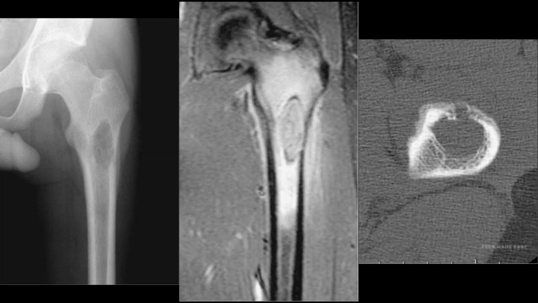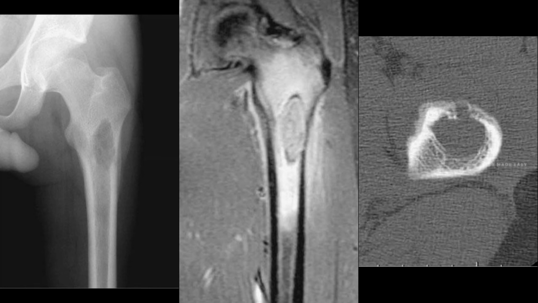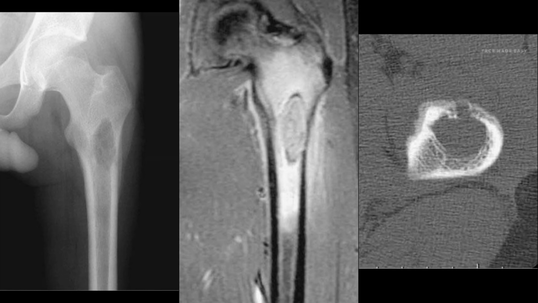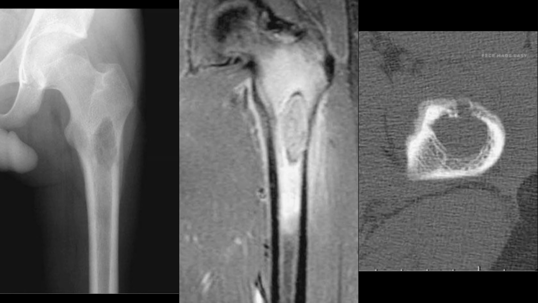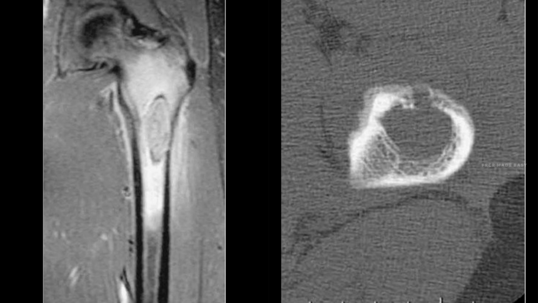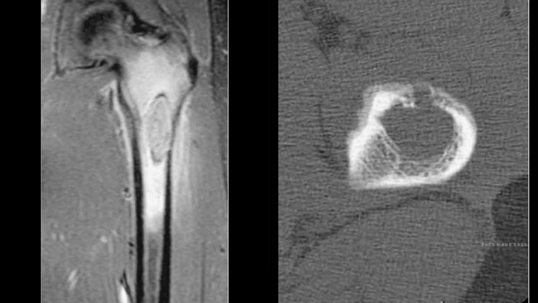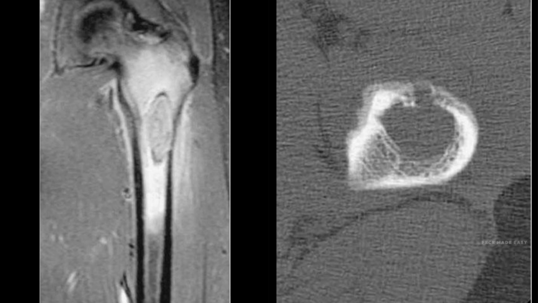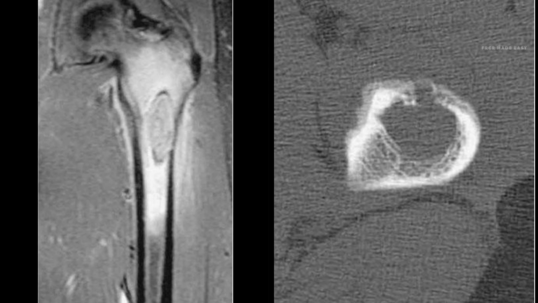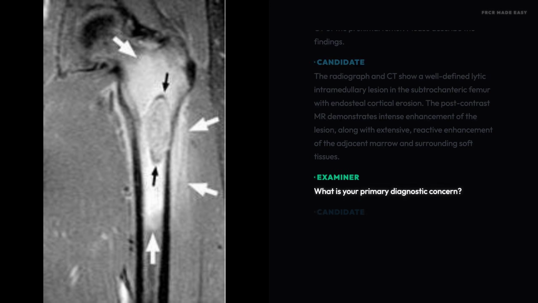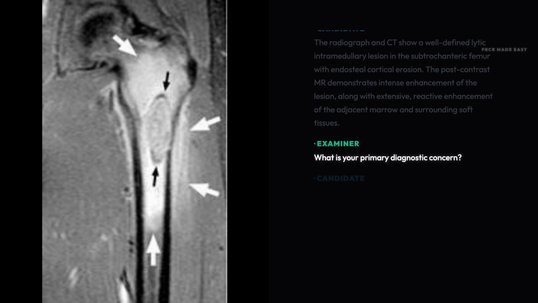The radiograph and computed tomography show a well-defined lytic intramedullary lesion in the subtrochanteric femur with endosteal cortical erosion. The post-contrast magnetic resonance demonstrates intense enhancement of the lesion, along with extensive reactive enhancement of the adjacent marrow and surrounding soft tissues. What is your primary diagnostic concern?